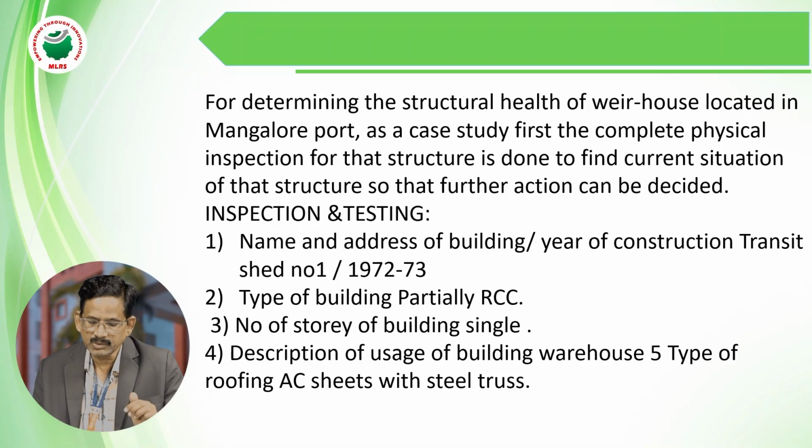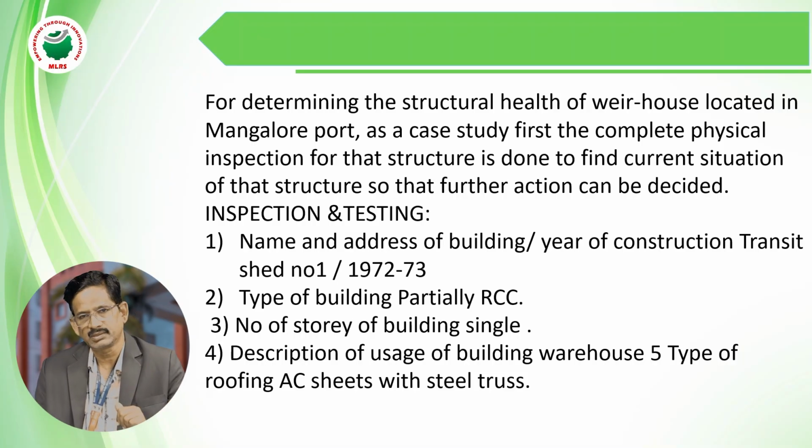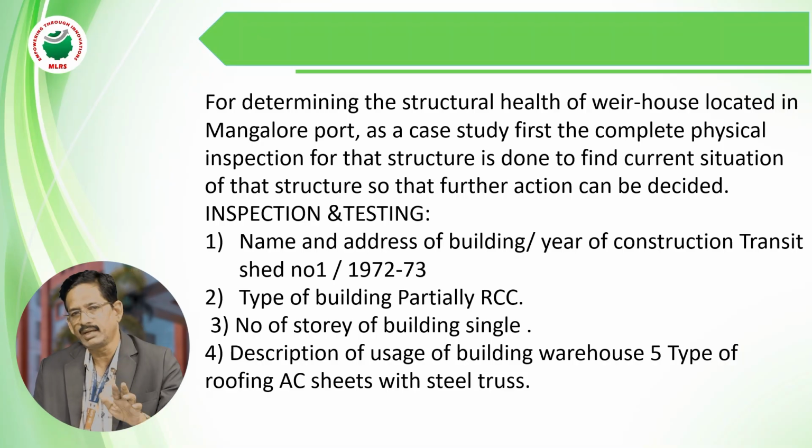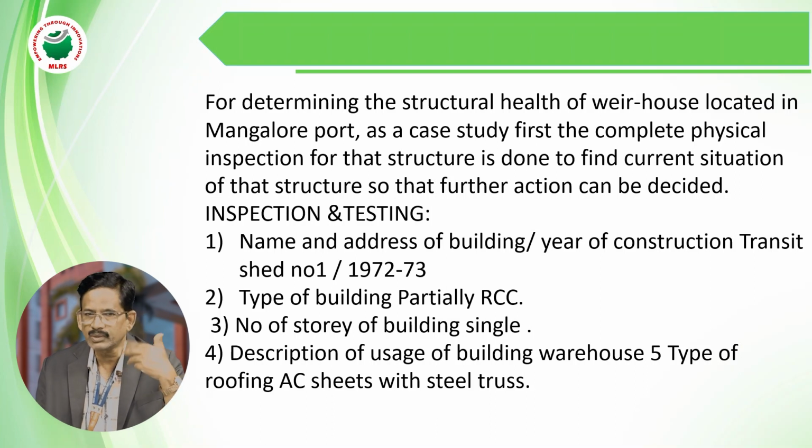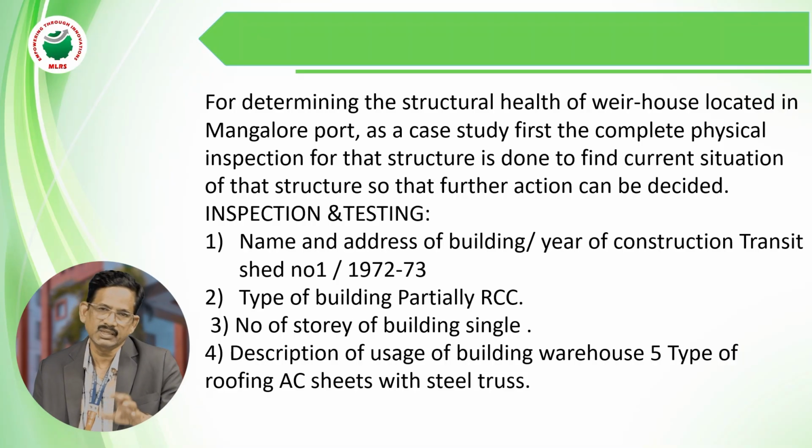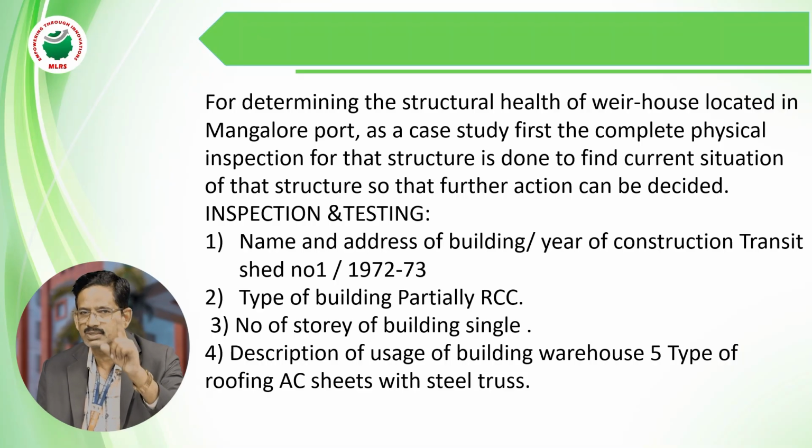Name and address of the building, year of construction is 1972-73. So the building was constructed in 1972-73. Type of the building is partially RCC. So it is not a fully RCC building. Some part is RCC, some part is not RCC. The number of stories of the building is a single story only. This building was constructed in 1972-73, a partially RCC structure of a single story, meaning only one story.